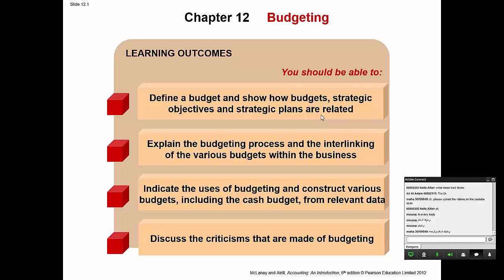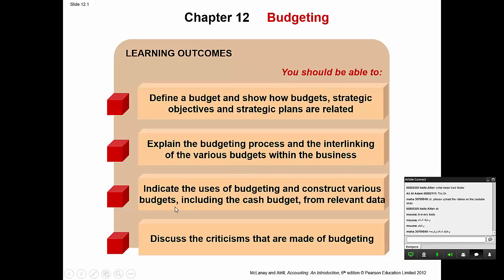Sorry, we will not take this part, okay, based on the course calendar. We will not take the budgeting process. We will see only the interlinking of various budgets within the business. So we will take the second part here, okay? But the budgeting process we will not take because it's not in our course calendar.